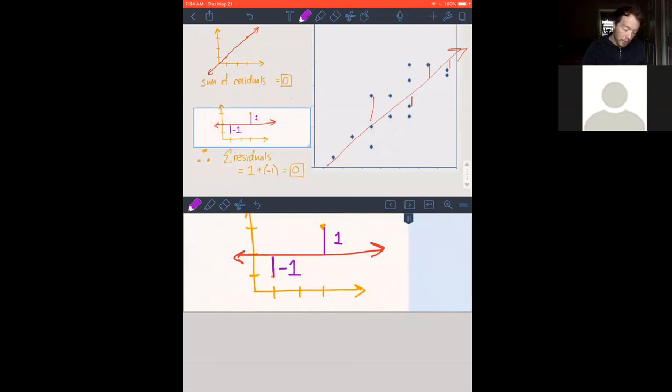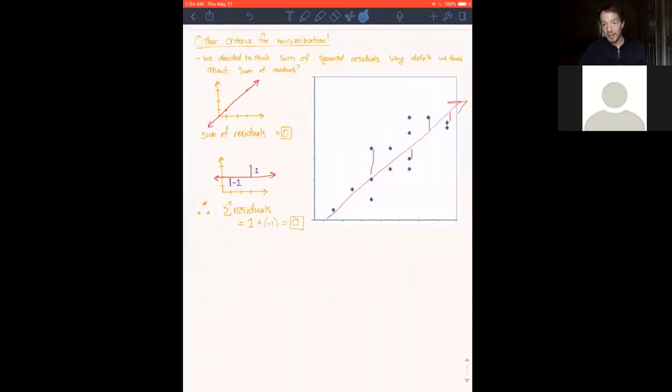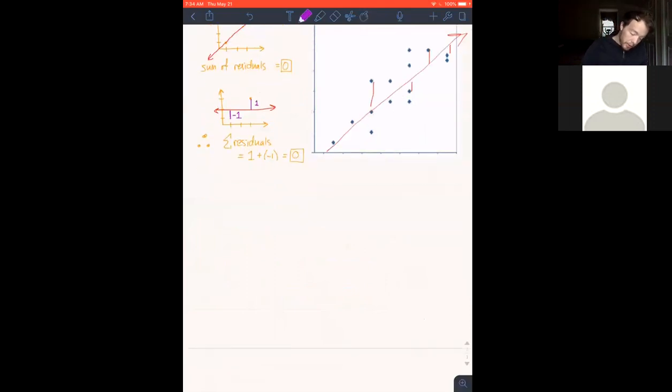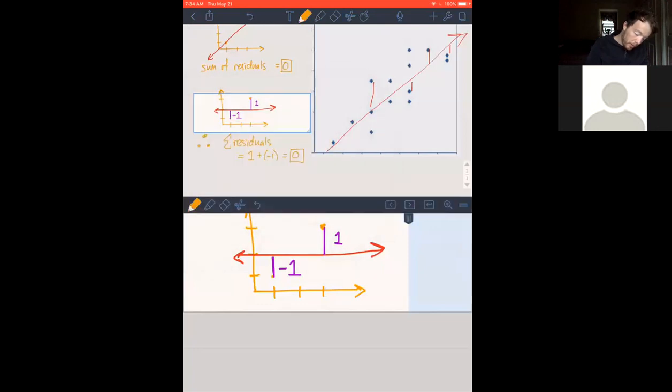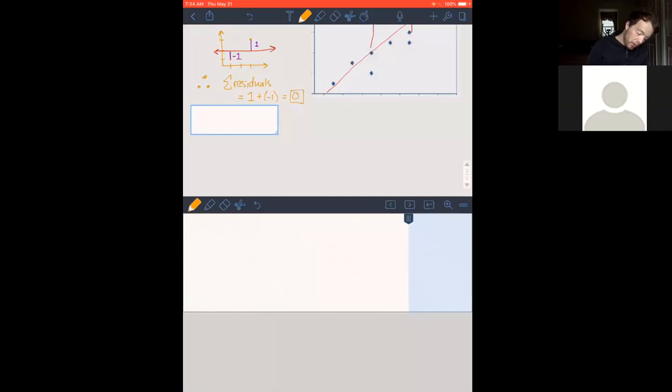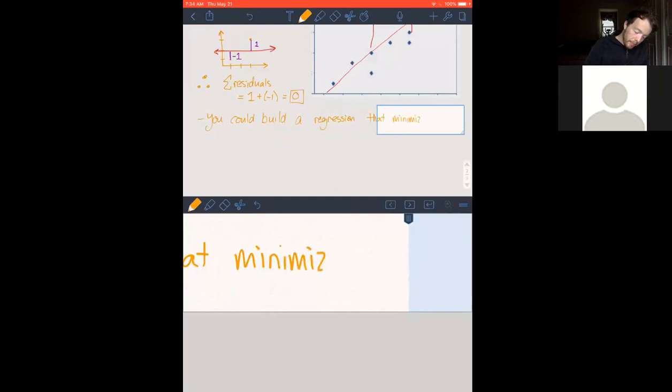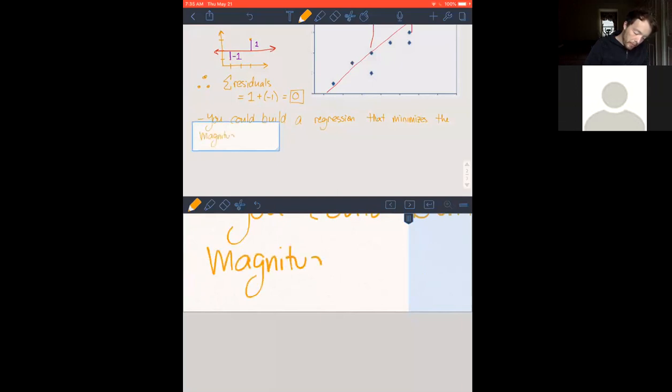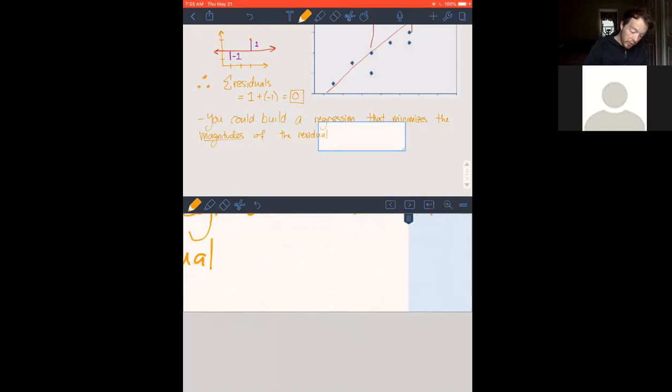So we do indeed need to square residuals because we run into this problem of residuals canceling each other out. There is another criteria that does work though, if we wanted to use it. And that is if you thought about the magnitude of the residuals. So you could build a regression line that minimizes the magnitudes of the residuals. So we wouldn't have this problem with residuals canceling each other out.